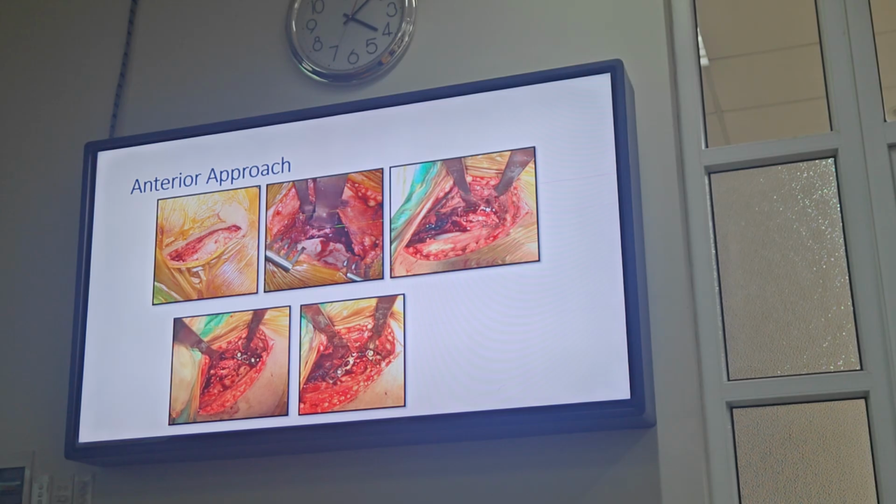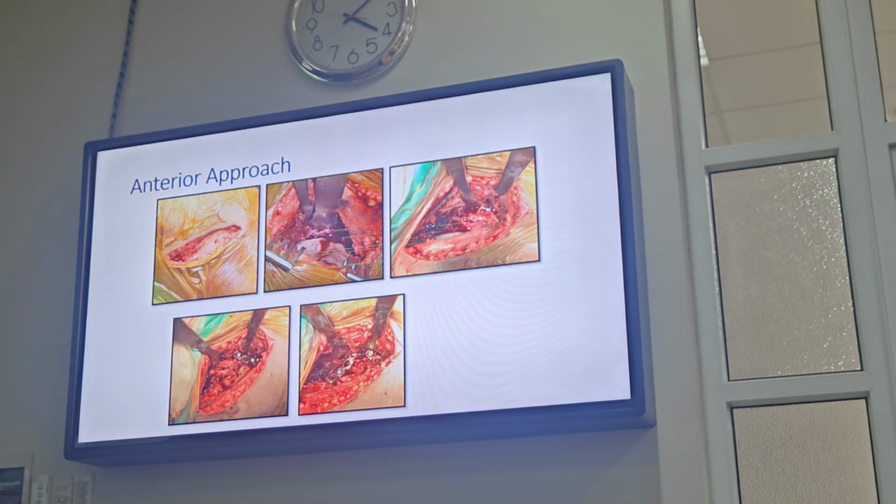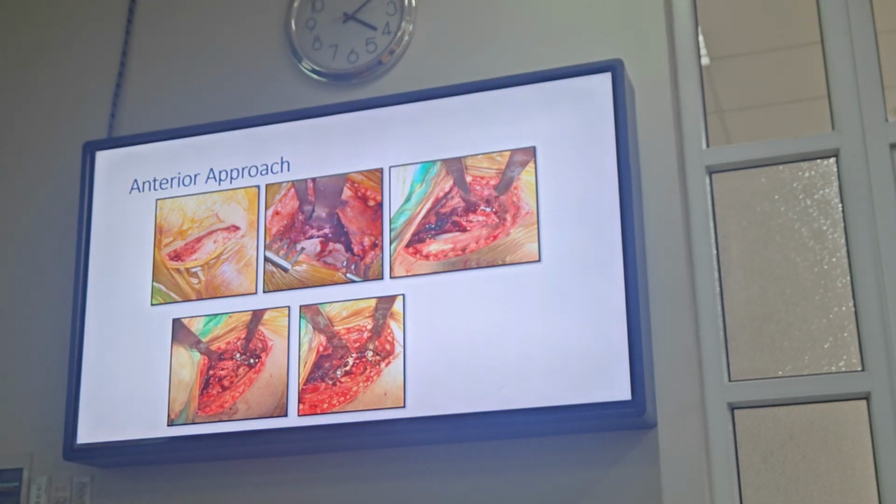Sometimes you need to do SI plating also for the vertical shear. And as I was showing you previously, you take the lateral window and go from the posterior side. This is the SI joint which is opened up, this retraction is on the sacrum, and this part is the ilium. You reduce it first, as you see here it has been reduced. How do you reduce it? You push in a ball point, use a Schanz pin on the iliac crest, and then you put in the 2 plates which are perpendicular to each other.